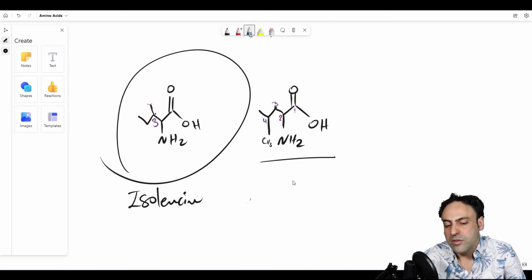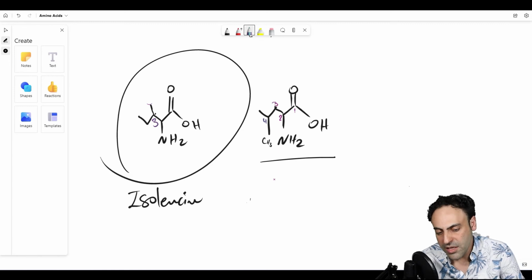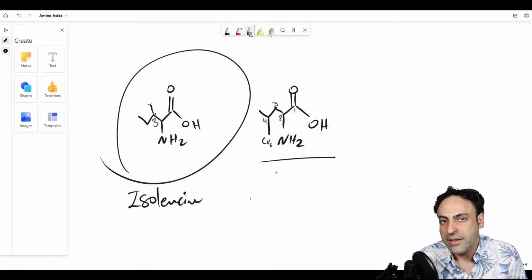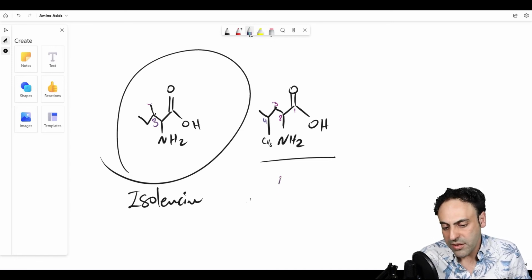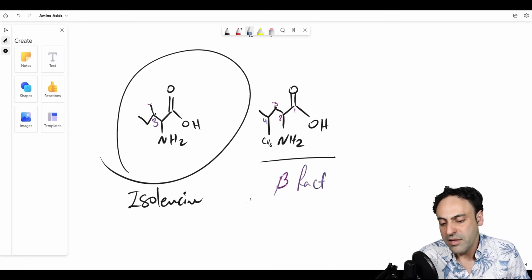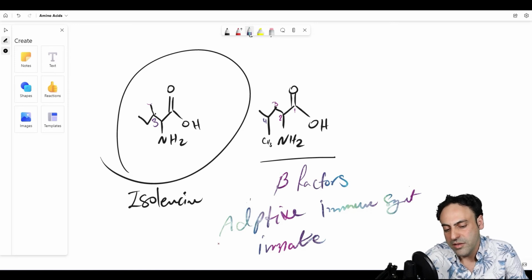So isoleucine is also very important. I told you it is going to make what I call a BCAA with the help of valine and leucine. It's important again as a growth factor, and also very important in immune system growth because of the factors that we call beta factors. Beta factors help with the adaptive immune system, mostly the adaptive immune system and a little bit with the innate.